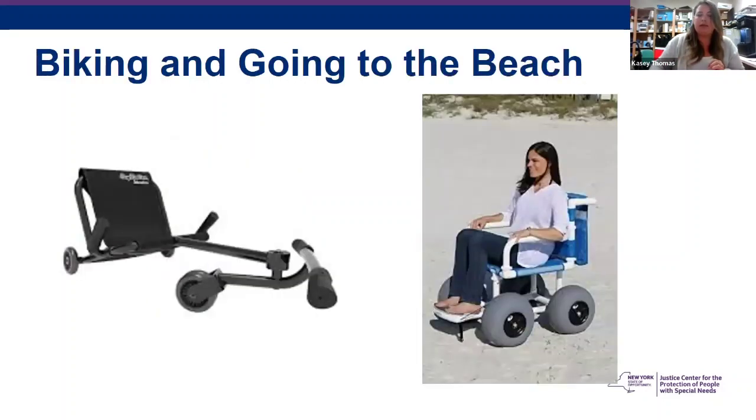So biking and going to the beach. Here I have really focused on the bike. You'll see a picture on the left is the Easy Roller. The sizes that we have here are for children. What you do is you would sit in it and then you would move your feet back and forth, and it allows you to propel forward. Then you have things like the Go Grit bike. You'll see that later on in the slides.